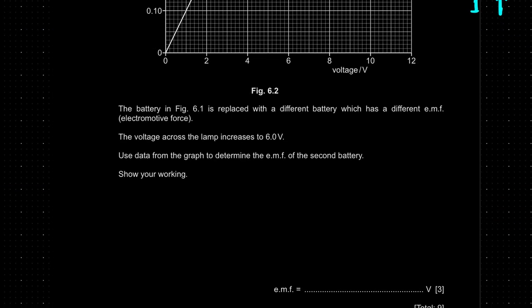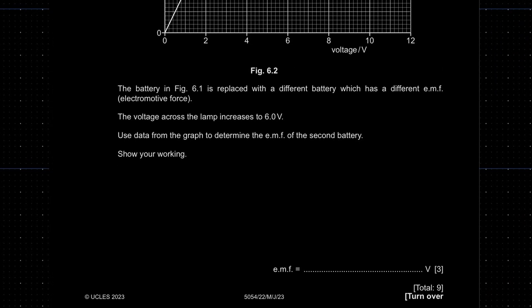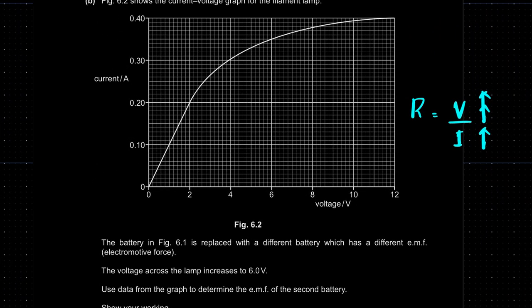The battery in 6.1 is replaced with a different battery which has a different EMF. Voltage across the lamp increases to 6 volts. Use data from the graph to determine the EMF of the second battery. Show your working. So first off, what does the 6 volt reading correspond to on the graph? 6 volts very clearly corresponds to the 0.35 amperes reading. So this current is very clearly 0.35 amperes.